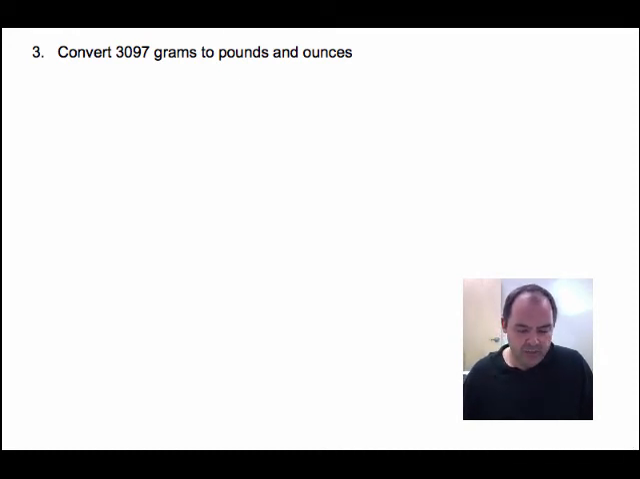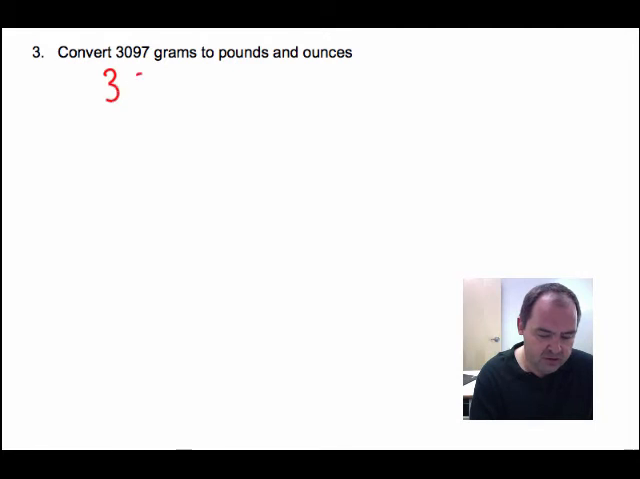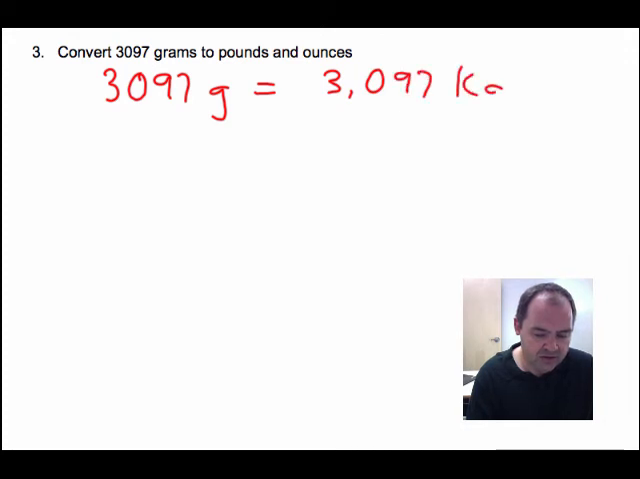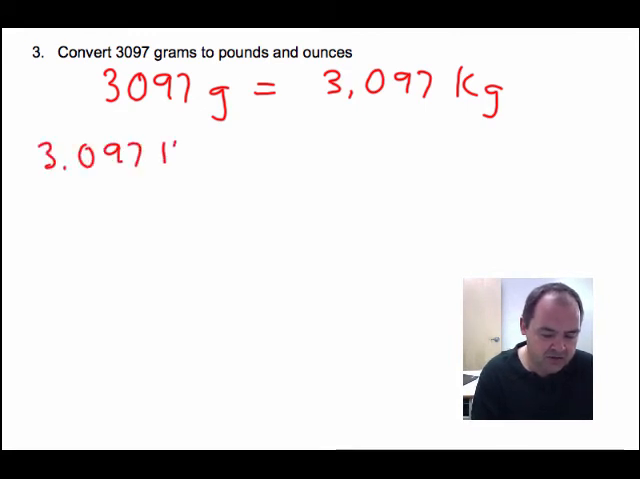Alright, let's do one last example involving mass. And we are going to convert from grams to pounds and ounces. So if you can look on your formula sheet, you will notice that there is a conversion between pounds and kilograms. So what I'm going to do is I'm going to use the 3,097 grams as 3.097 kilograms because we know there's 1,000 grams in a kilogram. So I'm going to start off with this number of kilograms.